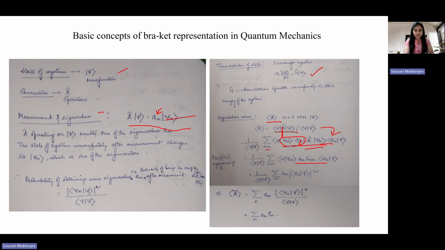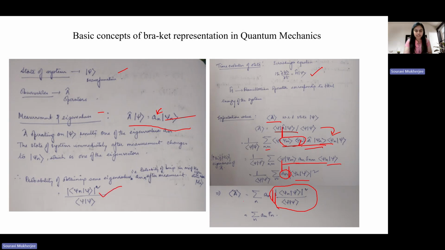So here what you can do is you can actually take this a n term on the left hand side, and then you have two such pair of inner products, which is nothing but this, right? Because n and m are dummy variables. So now basically you can write the expectation value of A as something like summation over n, a n, where a n are your eigenvalues. And then you have this term here, which is inner product of psi n and psi whole square divided by inner product of psi with psi. So this term here is nothing but the probability of being in the psi n state.